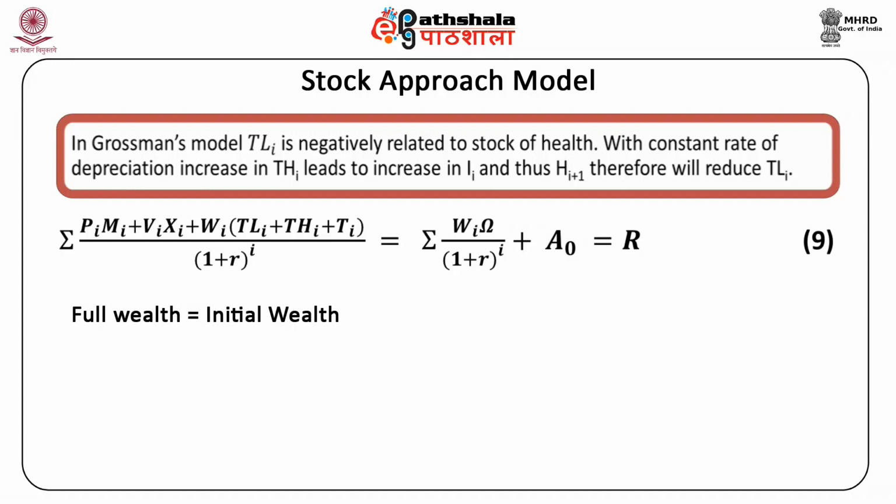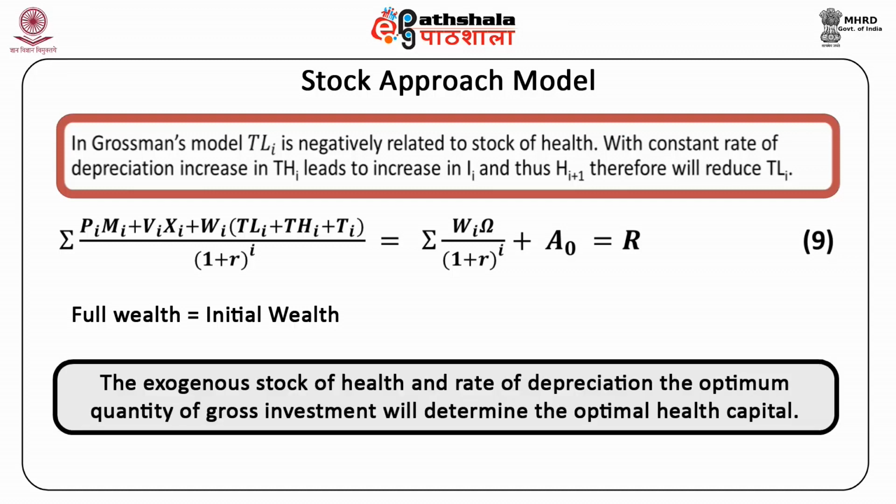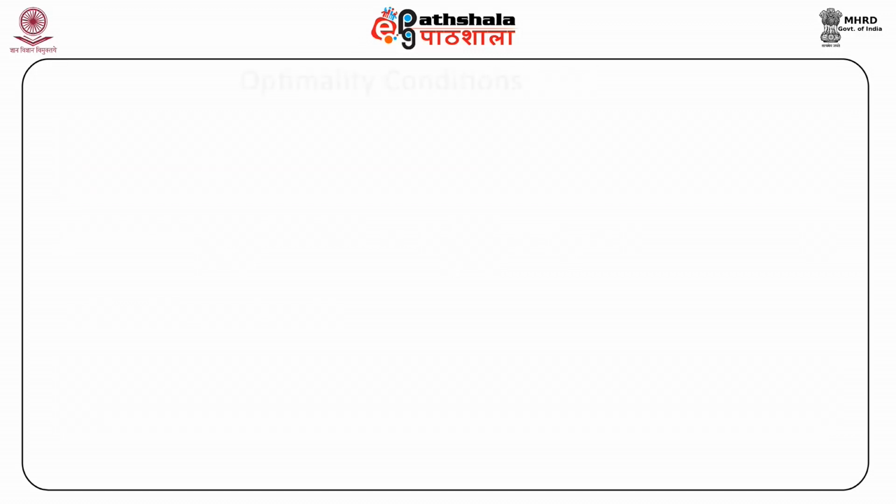Equilibrium is obtained by maximizing utility function 1 subjected to 2, 3, and 9. Hence, given the exogenous stock of health and rate of depreciation, the optimum quantity of gross investment will determine the optimal health capital. Optimality conditions.